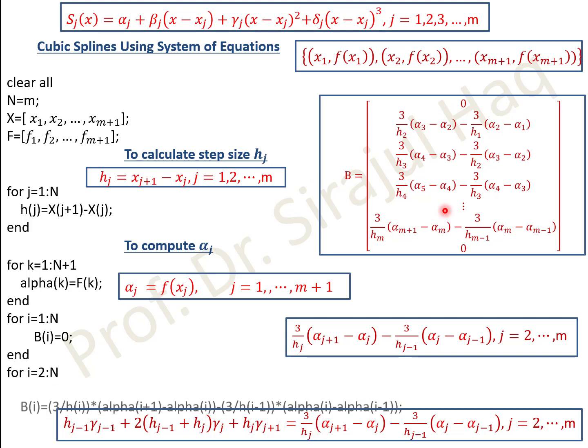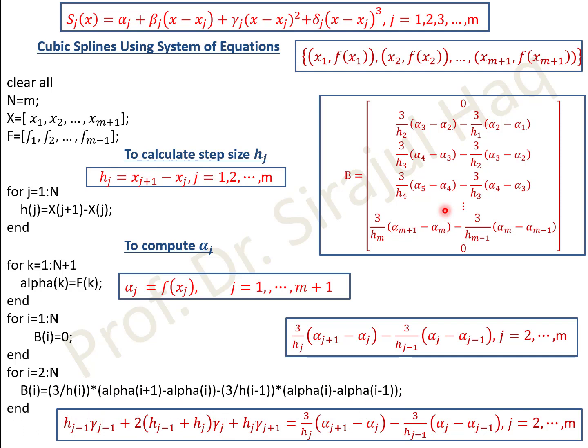Now let's start from the second row. Look at this, straightforward. J starts from 2 and reaches up to m. This one is starting from 1 up to n. So I have written this from this entry up to this entry. This I will cover later on, but initially I assign that value equal to 0.